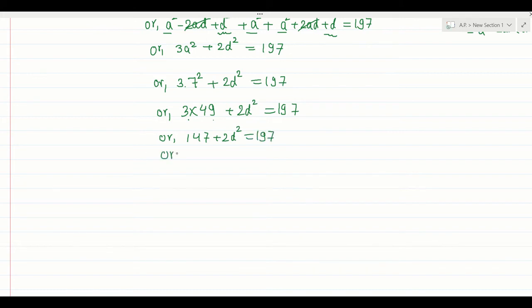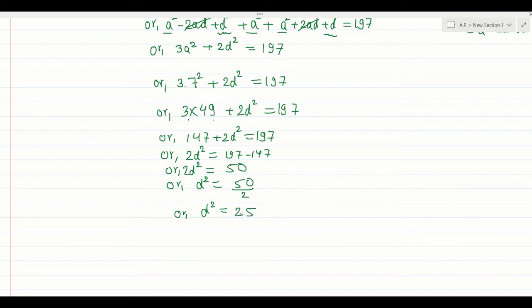Let's solve this for d. Or it is 2d square equal to 197 minus 147. Or it is 2d square is equal to 50. Or d square is equal to 50 divided by 2, or d squared is equal to 25. Therefore, d is equal to plus minus 5. Is this clear? Okay. So we got the value of d as plus minus 5. It means we have got two values of d.